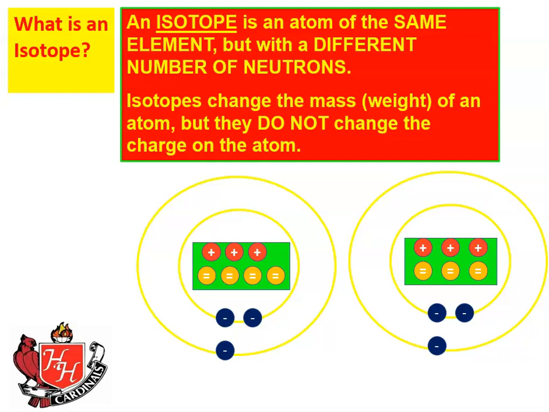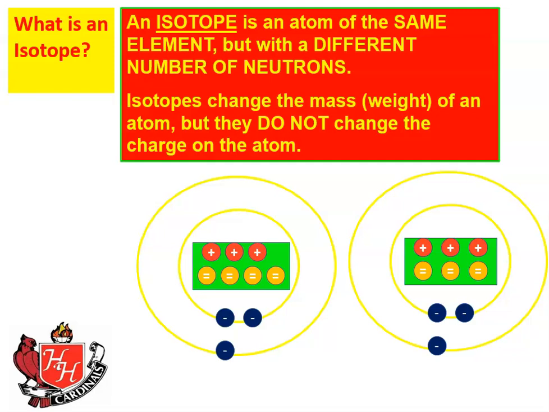So what if we change the number of neutrons? Can it have a different number of neutrons? The answer is yes, and that's called an isotope. An isotope is an atom of the same element, but with different numbers of neutrons. Isotopes change the mass, that is the weight of the atom, but they don't change the charge on the atom.